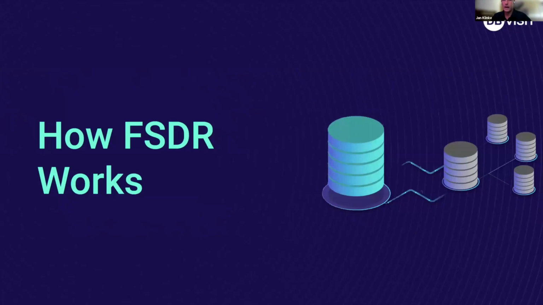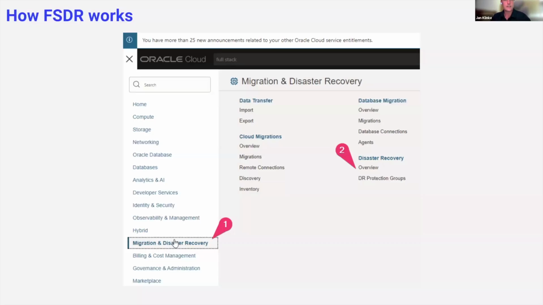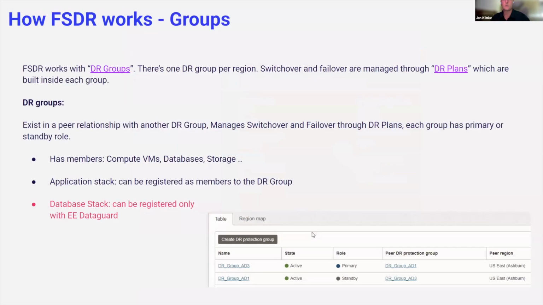So now, how does FSDR do this? How does it manage the transition? How do you even set it up? FSDR is accessible through the cloud interface. It's very easy to find. Once you start to work with FSDR and set it up, you will notice that there are two main things you need to set up.